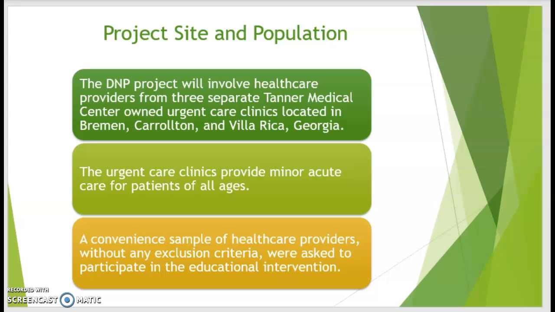The DNP project site consisted of 3 separate hospital-owned urgent care clinics in Bremen, Carrollton, and Villa Rica, Georgia. The urgent care clinic provides acute care for minor injuries and symptoms for patients of all ages. A convenient sample of healthcare providers without any exclusion criteria were asked to participate in the educational intervention. A voluntary consent letter for the DNP project was obtained via email from all participating healthcare providers.